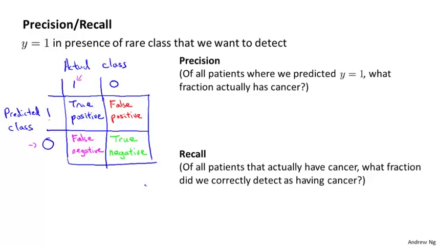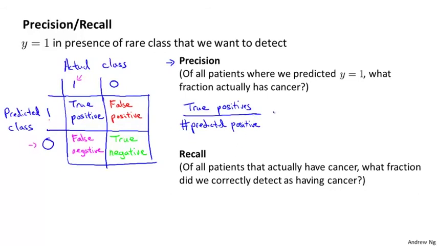So here's a different way of evaluating the performance of our algorithm. We're going to compute two numbers. The first is called precision. And what that says is, of all the patients where we predicted that they have cancer, what fraction of them actually have cancer? So let me write this down. The precision of a classifier is the number of true positives divided by the number that we predicted as positive. Right? So of all the patients that we went to and told them we think you have cancer, of all those patients, what fraction of them actually have cancer?